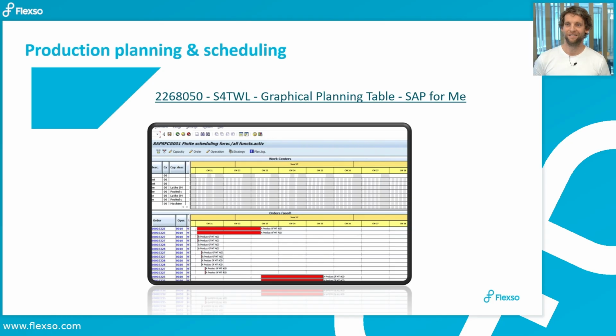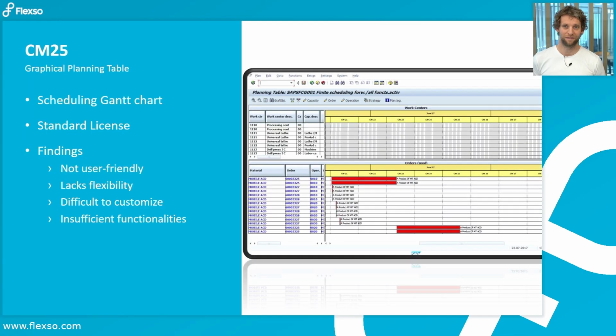Okay, and indeed, as Nicolas said, one of these impacted domains, apart from all the other ones, is scheduling in SAP PP. And for most people doing scheduling in SAP, you are using the graphical planning table, better known by its transaction code, CM25. This one is part of the compatibility pack.